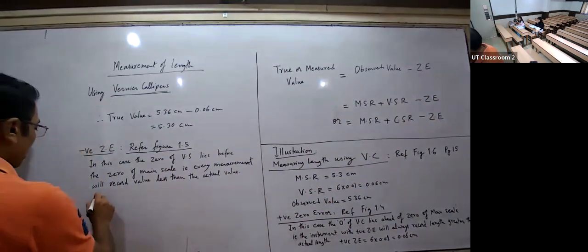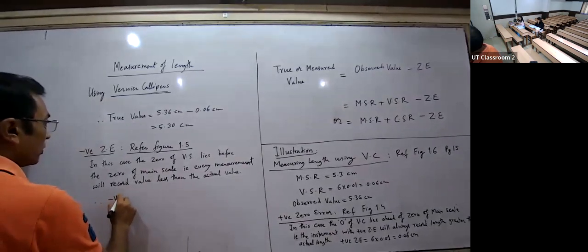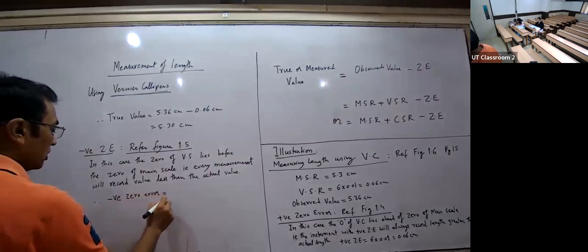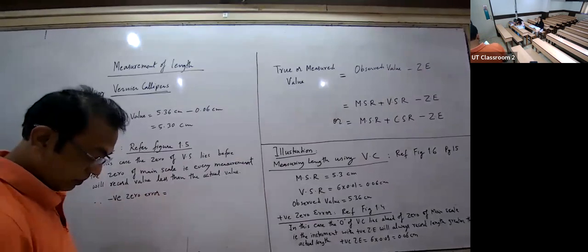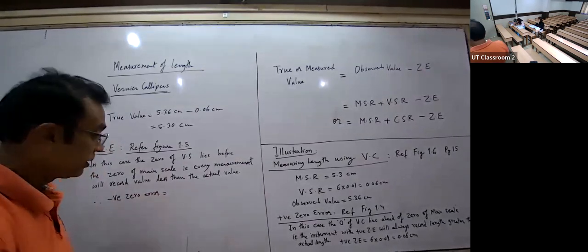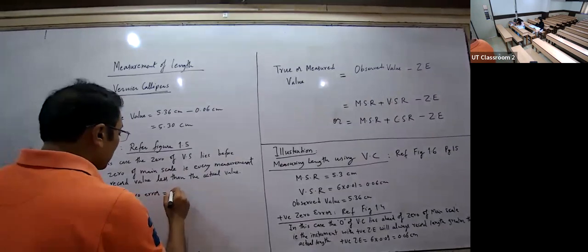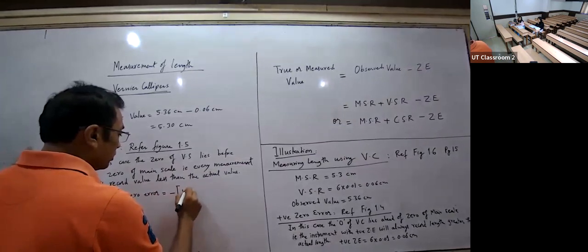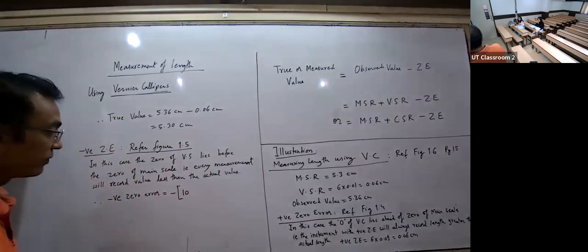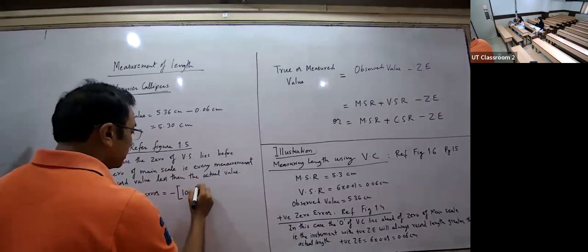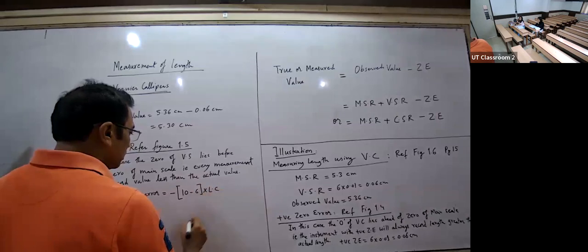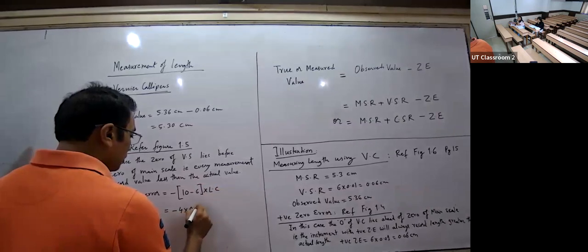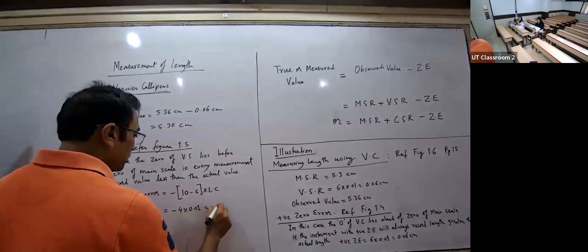So how to find negative zero error? Which is the matching division now? 6 only, right? So here, first you write the minus sign. Then you write the total number of divisions. Total number of divisions on the vernier scale is 10. Then which is the coinciding division? 6. Then into this now. Okay, so this is minus 4 into 0.01, minus 0.04.